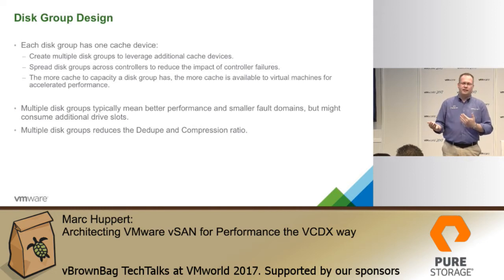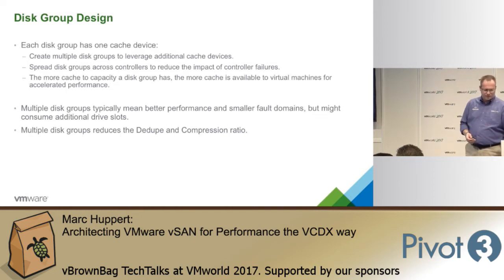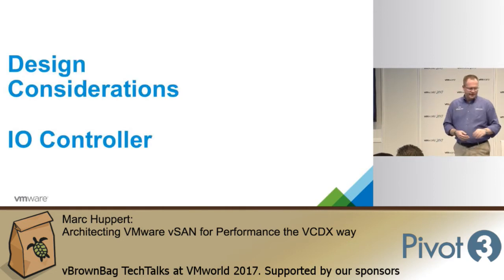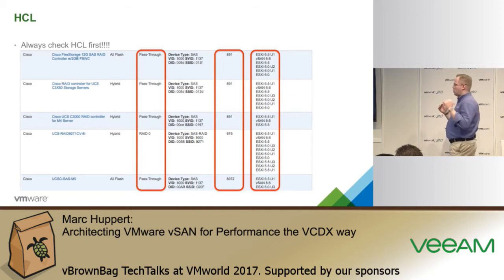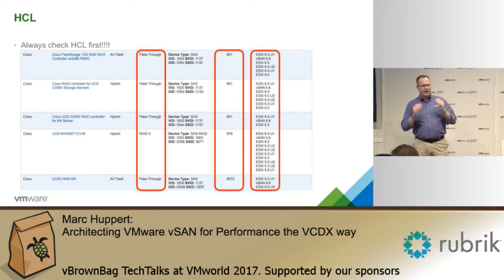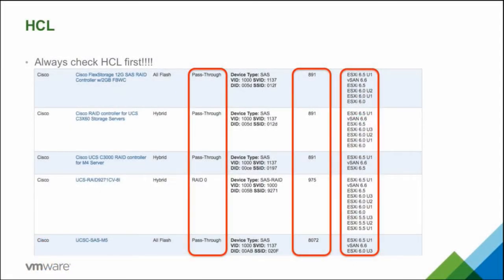And you're going to need an additional caching tier device for multiple disk groups. That has to be kept in mind. And now the heaviest part that depends on performance, the I/O controller itself. Always, always, always check the HCL first. And check it, for this example here, in a Cisco environment, for pass-through or RAID 0 configuration. It heavily depends on your later performance. And then check for the QDEF of the controller.